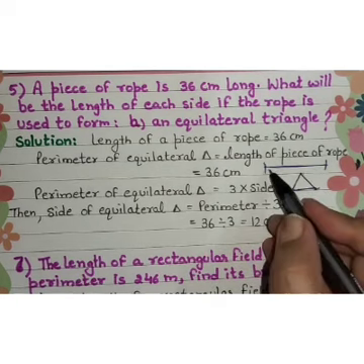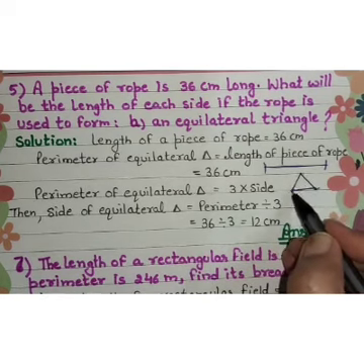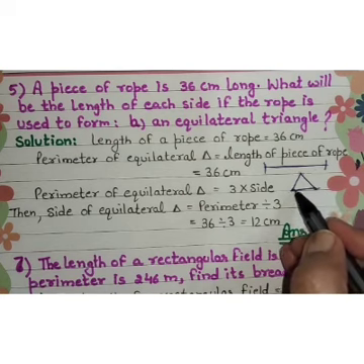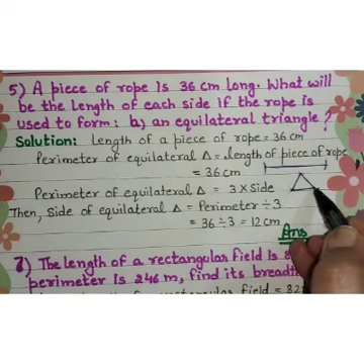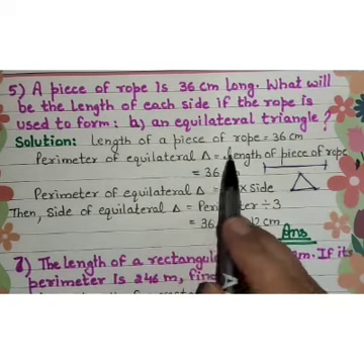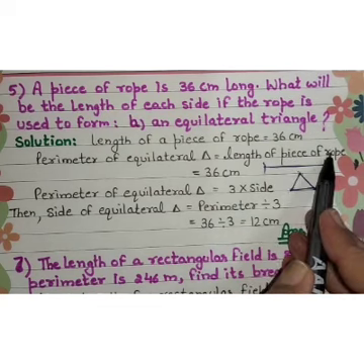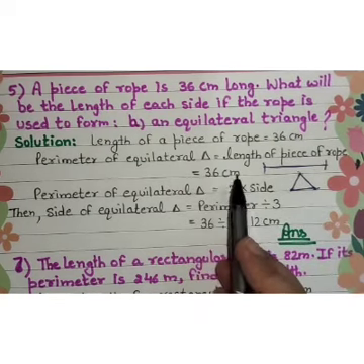It means we made an equilateral triangle from this rope, and the boundary of this equilateral triangle is equal to the length of the piece of rope. It means perimeter of equilateral triangle will be equal to length of piece of rope, that is given 36 centimeter.